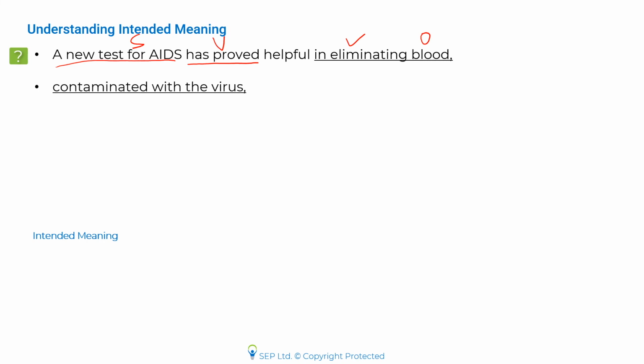Contaminated with the virus. Now, "contaminated" here is an -ed verbal, and we can see that it is placed between two commas. Meaning-wise, we know that we are talking about what is contaminated with the virus? This blood, since -ed verbals modify the nearest nouns. So we are talking about this new test for AIDS. It has proved helpful in removing blood which is contaminated with the virus. This "the virus" probably refers to the AIDS virus. Okay, let's read further.